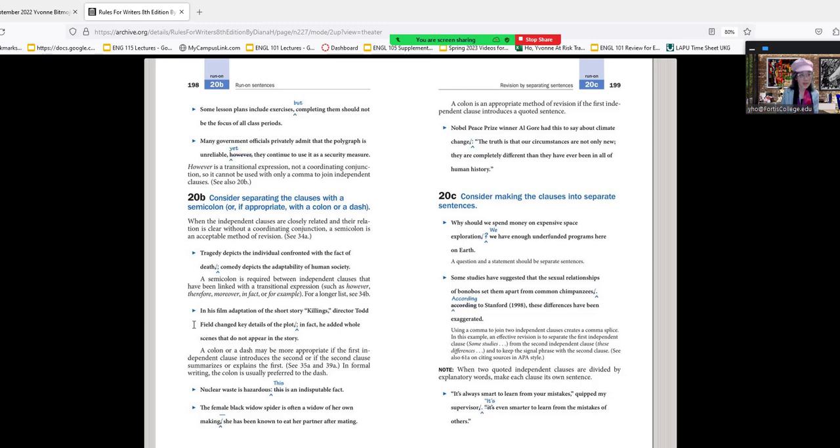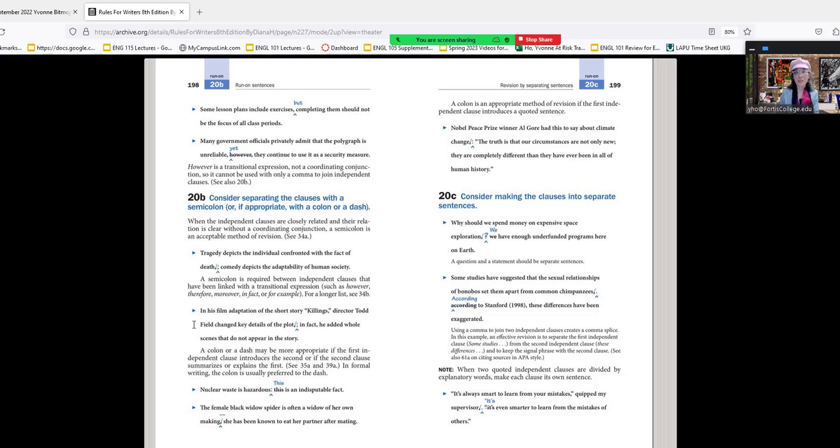A colon or a dash may be more appropriate if the first independent clause introduces the second, or if the second clause summarizes or explains the first. In formal writing, the colon is usually preferred to the dash. Nuclear waste is hazardous: this is an indisputable fact. The female black widow spider is often a widow of her own making; she has been known to eat her partner after mating.